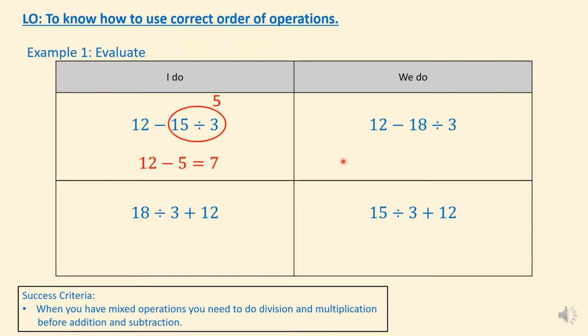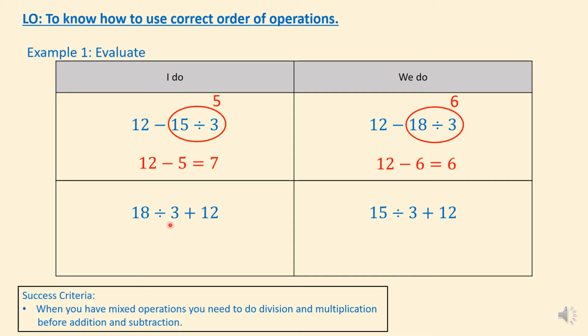Now again, in the video it is the same thing. I have subtraction and I have division. But the rule says in ordering operations, I need to do division before subtraction. So I actually need to do this bit first. 18 divided by 3 is 6. So if I rewrite the question, I have 12 take away 6, and that's going to be equal to 6.